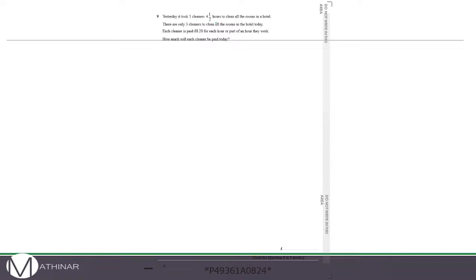So if there's 5 cleaners and it takes them 4.5 hours, the first thing I need to do is multiply 5 by 4.5. And that's going to give me 22.5. And that's the number of workers or cleaners times hours. So I'm going to call that cleaner hours. So the job of cleaning all the rooms takes 22.5 cleaner hours. So if I had 1 person, it would take that 1 person 22.5 hours to clean the whole thing.